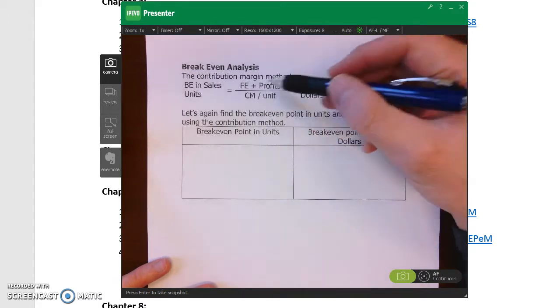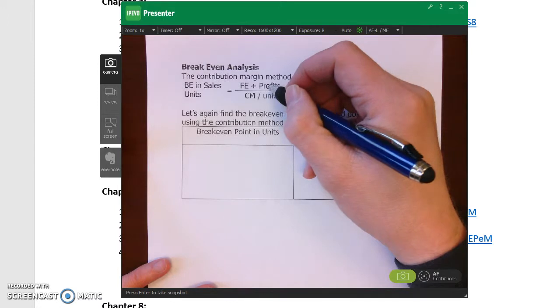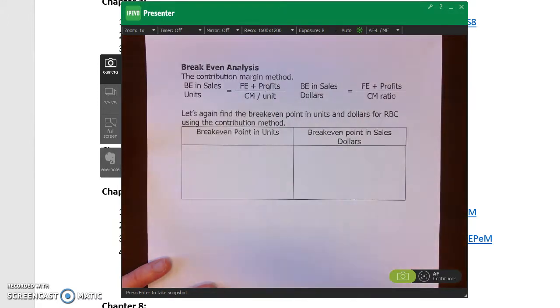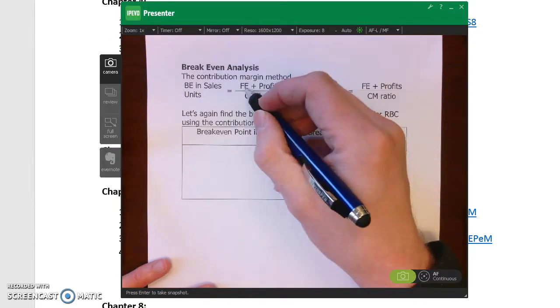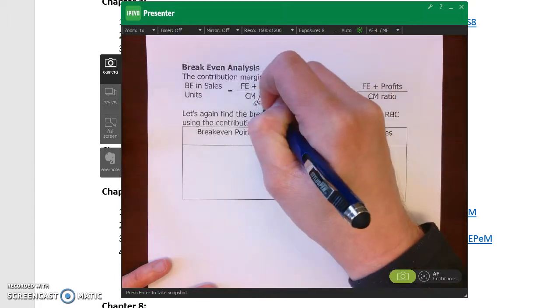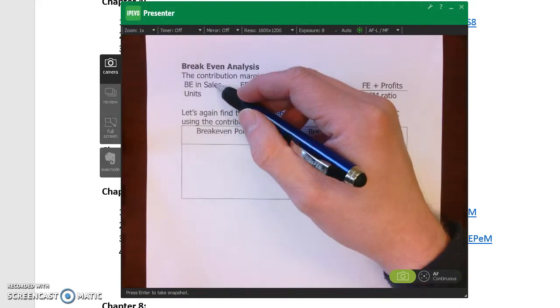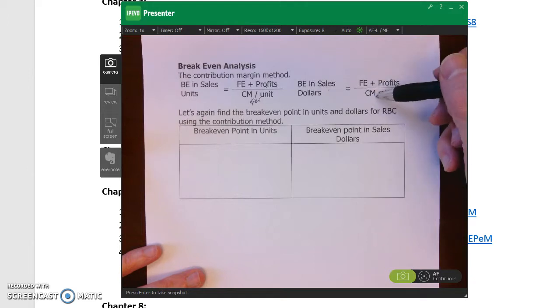In terms of units, you just take your fixed expenses plus profits. Now, I include profits here because it's the same formula for the target profit. But remember, at break-even, profits are zero. So it's really just fixed expenses divided by the contribution margin per unit. That will give you the break-even in terms of sales units. In terms of sales dollars, we can take our fixed expenses divided by our CM ratio.